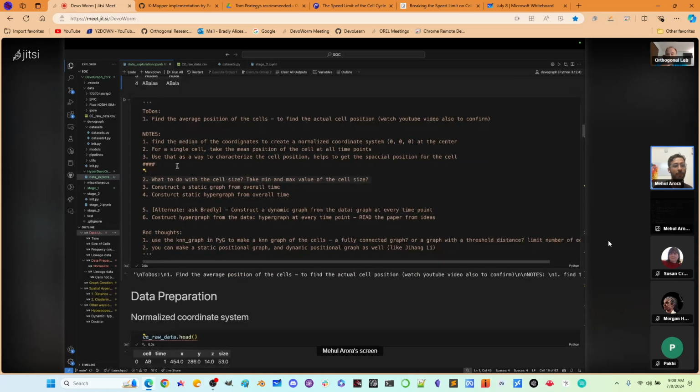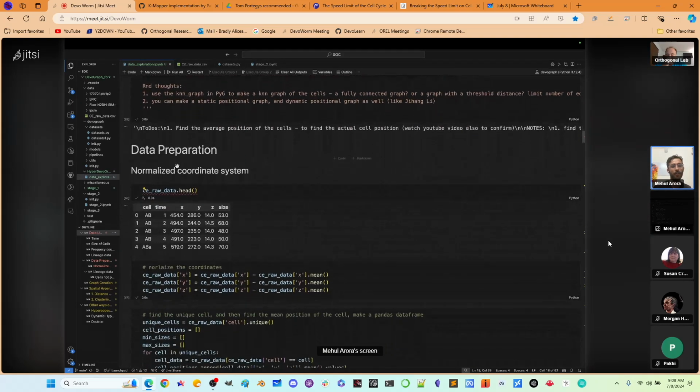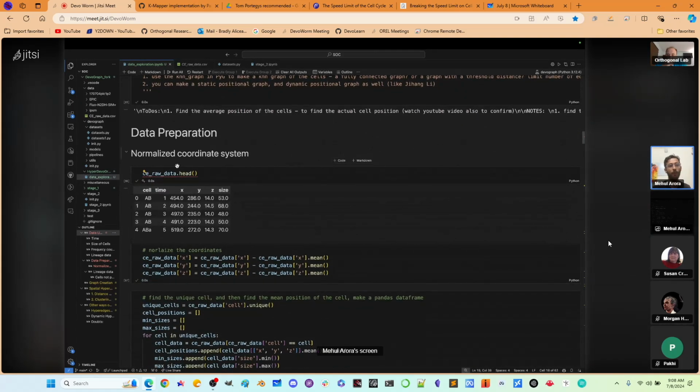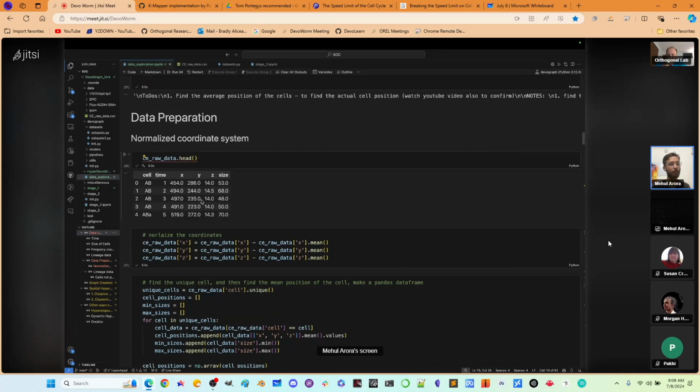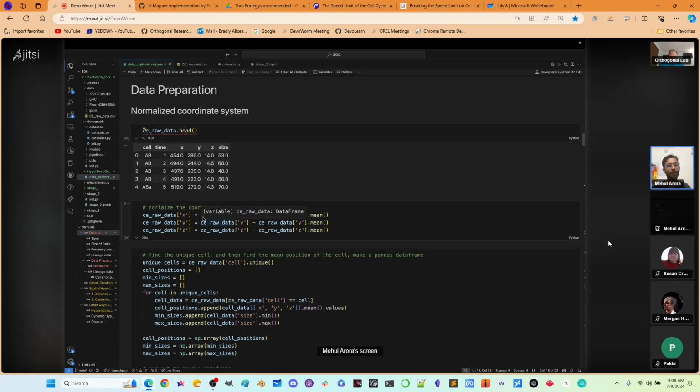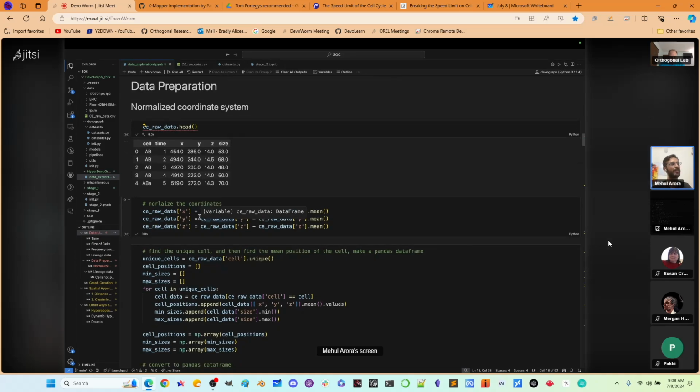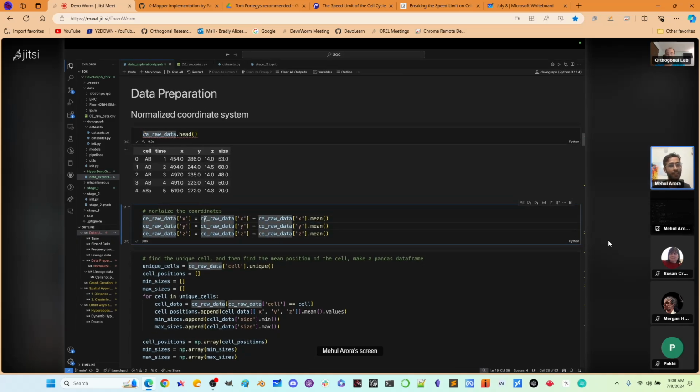Now coming to data preparation. What we want is to make two types of graphs, or hypergraphs. One is spatial and one is the lineage. For the spatial, we have to first normalize and pre-process the data a little bit. Bradley suggested in the last meeting that we should normalize the data at the 0th point. So that is what I did.